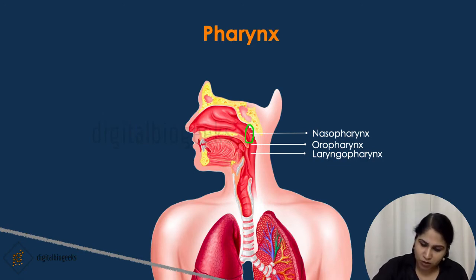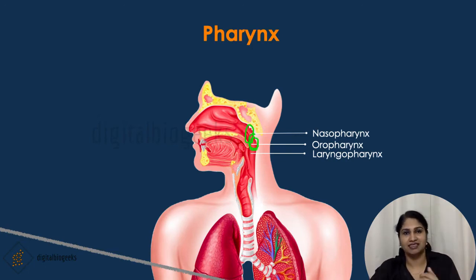The middle portion is the oropharynx. Oropharynx is just behind the mouth, and the lower portion is the laryngopharynx. It is known as the hypopharynx. It is connected to the esophagus. At the lower end, the pharynx is divided into the trachea and esophagus.